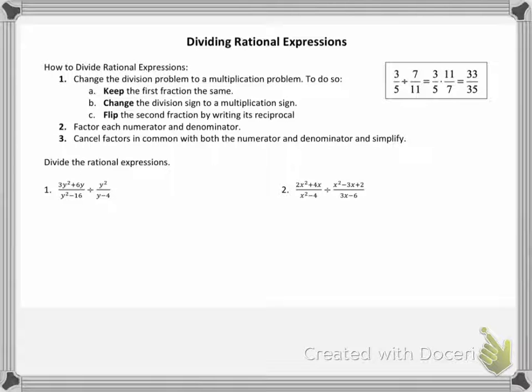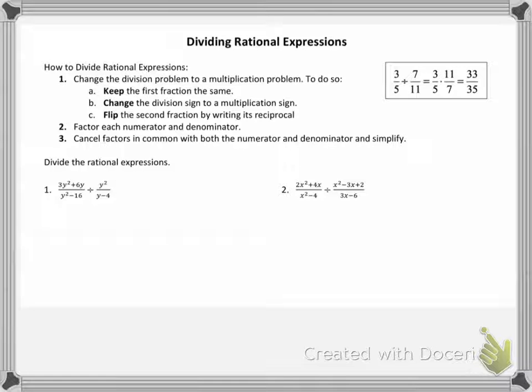That's going to be really important for what we do here, because this is going to be exactly like what we did in the last video when we multiplied. The only difference is we have to do a pre-step where we rewrite the problem so that it turns into multiplication. In order to divide, step 1, we have to change division to multiplication. To do so, we're going to use the moniker keep, change, flip. We keep the first fraction the same, change division to multiplication, and flip the second fraction by writing its reciprocal.